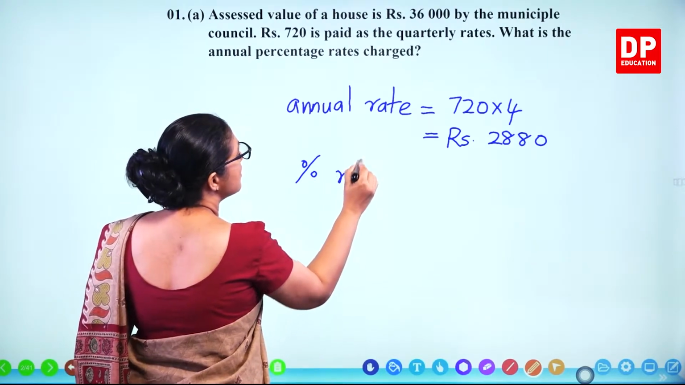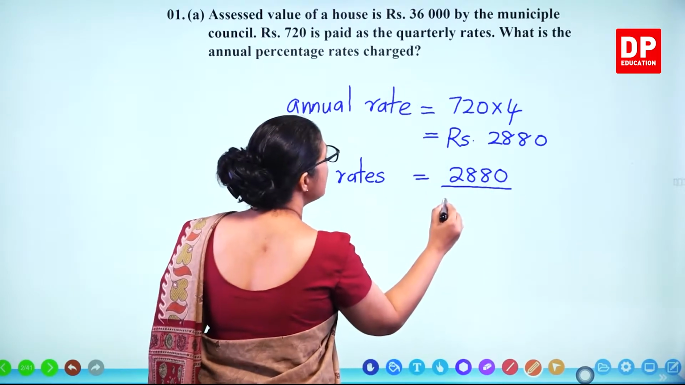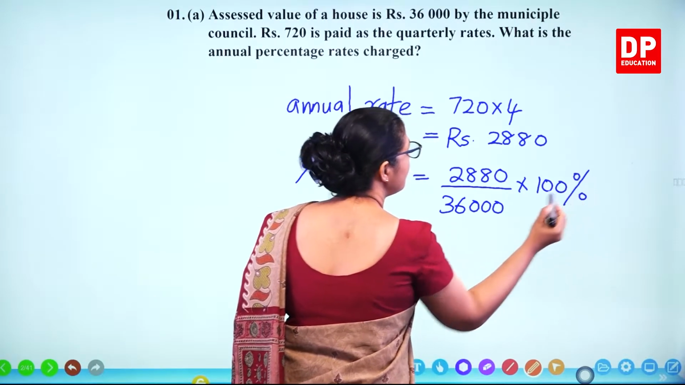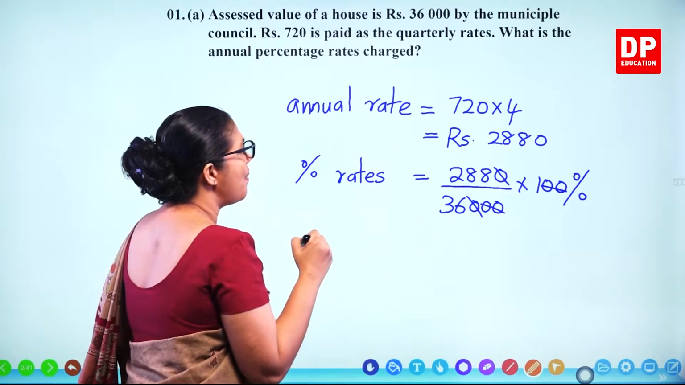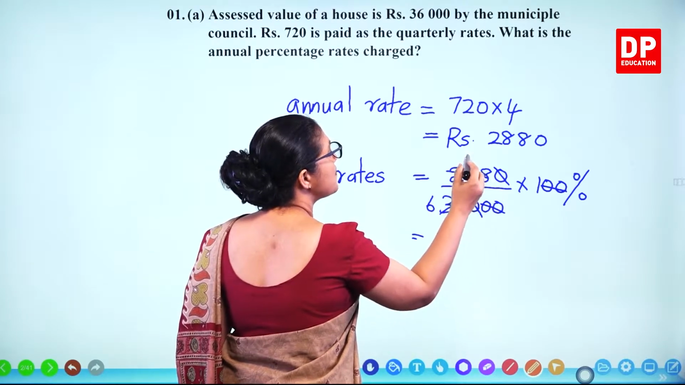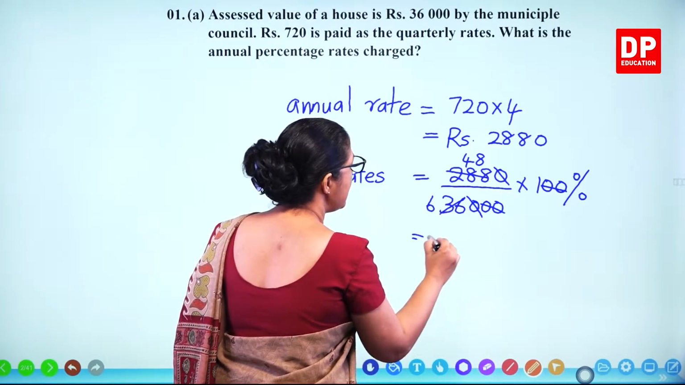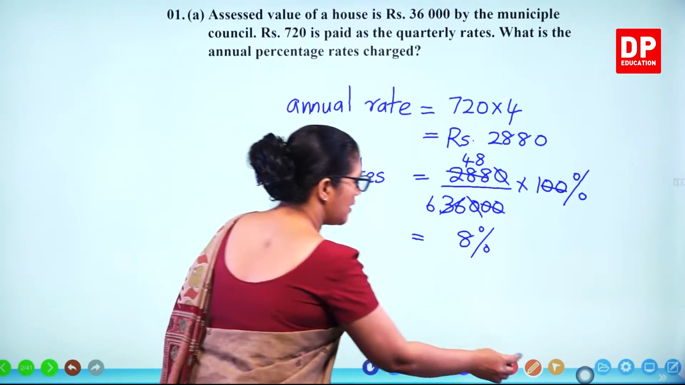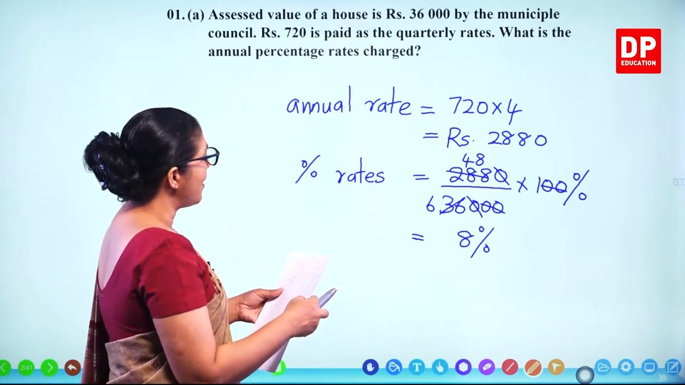So what's the percentage rates charged? The annual rate is 2,880 for 36,000 assessed value, times 100%. So 2 zeros get cancelled out with this one and this 0 with this one. And then you can divide by 6. 6 times 4, 24. 48, that's 6 times 8. And then 6 times 8 is 48. So that's 8%. So how many marks for that part? We will give 4 marks there.